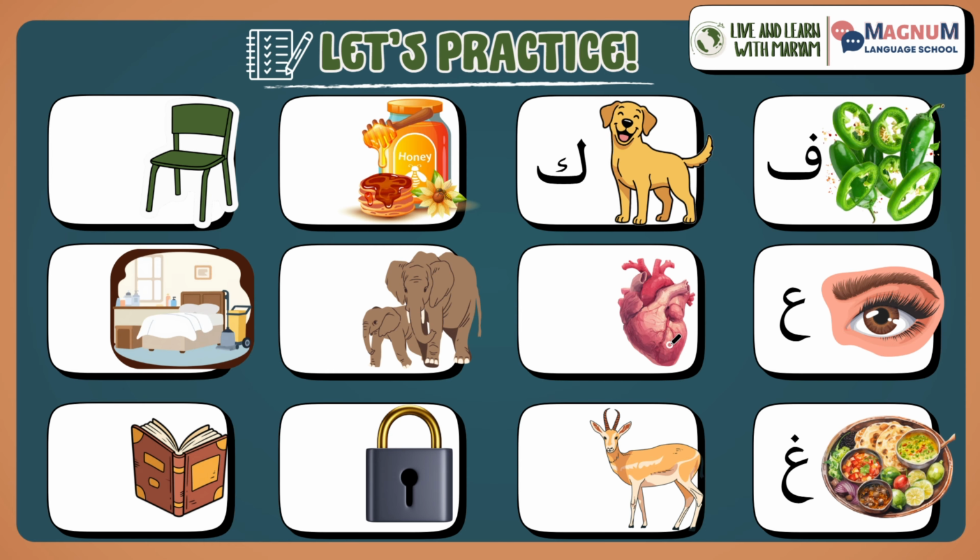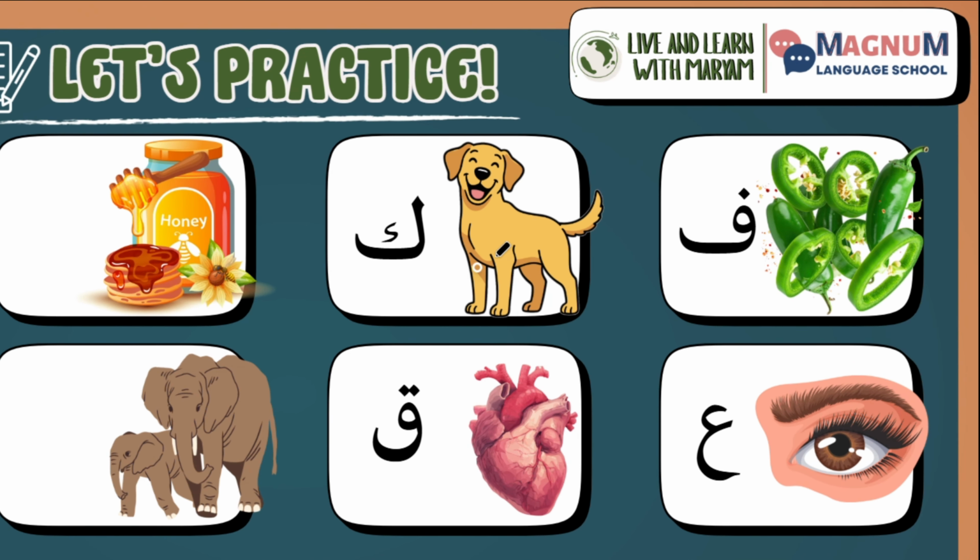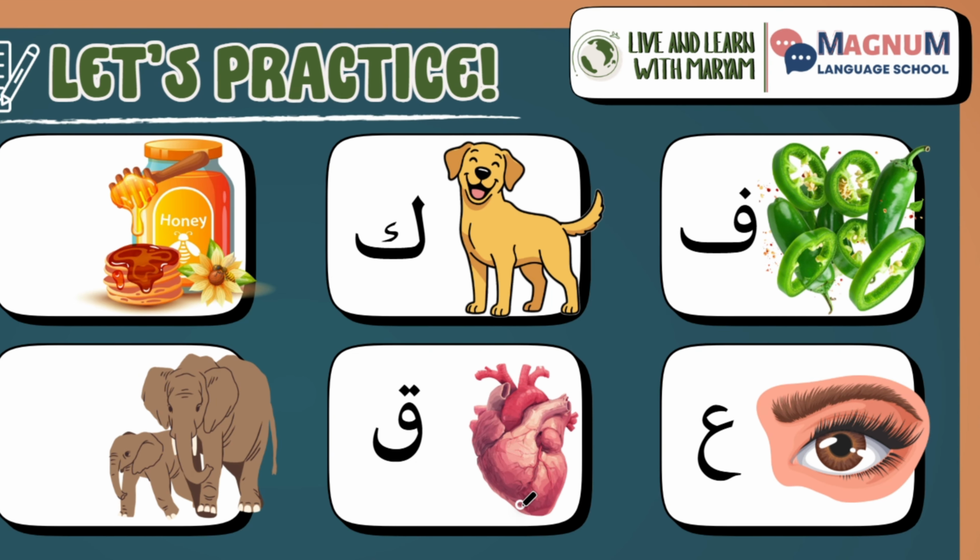Next we have a picture of heart. Remember the word for heart? Qalbun. Qaaf for qalbun. Now you see, this is Kaaf and this is Qaaf. This is kalbun. This is qalbun. Do you see the difference? Do you hear the difference? Kaaf, Qaaf. Kalbun, qalbun. Okay.